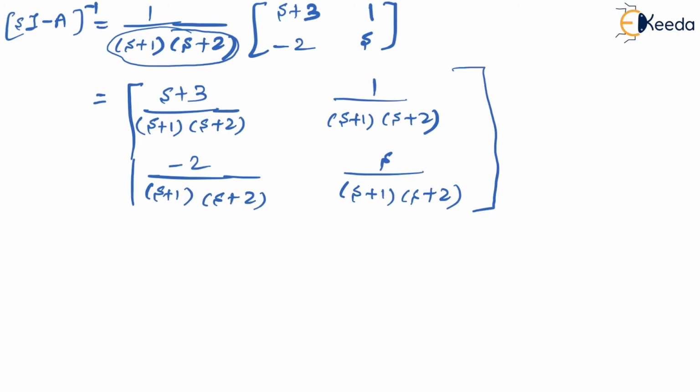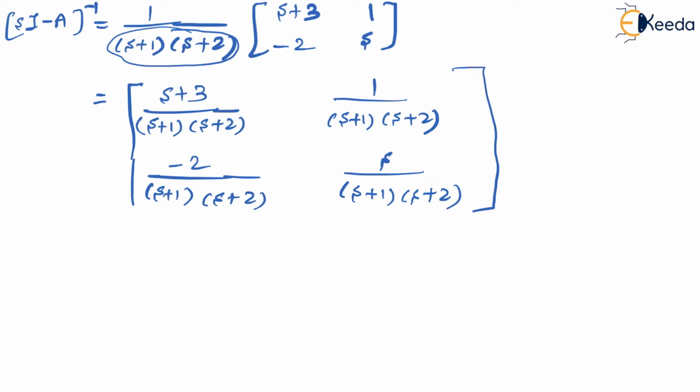Why? Because if you individually have 1 upon S plus 1, you can solve it. If you individually have 1 upon S plus 2, you can solve it. But if you have them in multiplication, you cannot solve it. Why? Because Laplace is a linear operator. It separates itself whenever there is addition and subtraction, right?